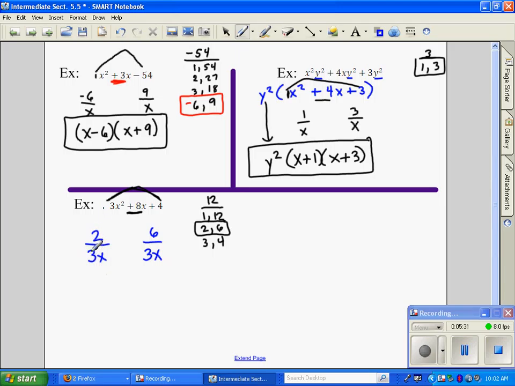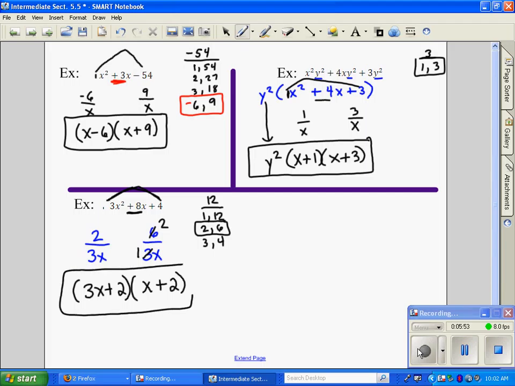Well, 2/3 doesn't simplify, but 6/3 does. So we want to divide by 3 and we get a 1. Divide by 3 and you get a 2. Now we want to write from the bottoms up. So 3x plus 2 in this first one. And then the second one, it's 1x, which is just x plus 2. You have to simplify your fractions or it's going to be wrong. So be careful to do that.